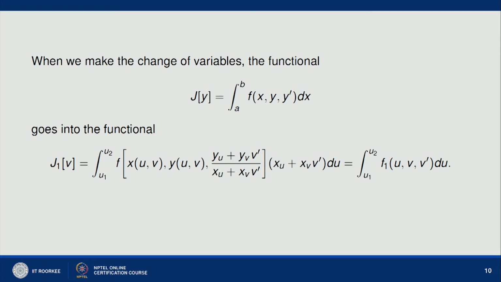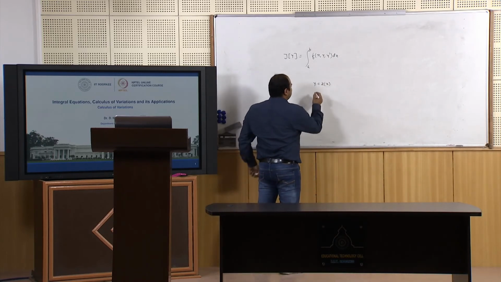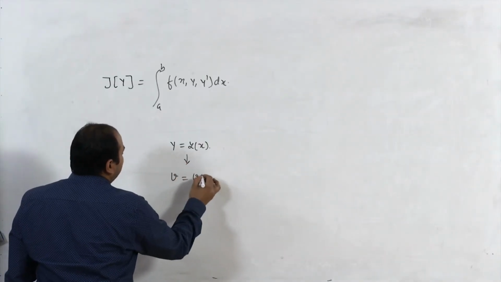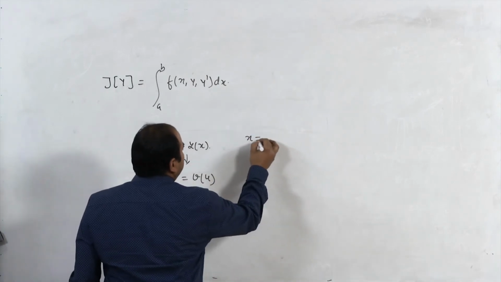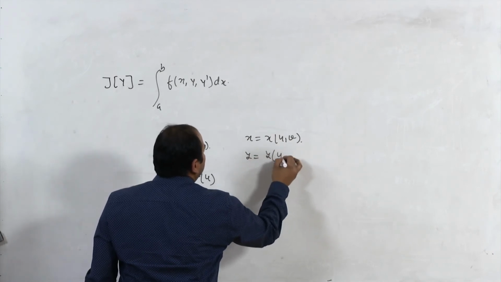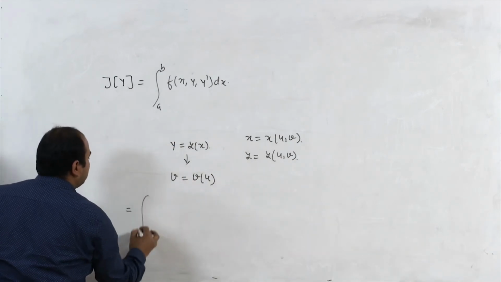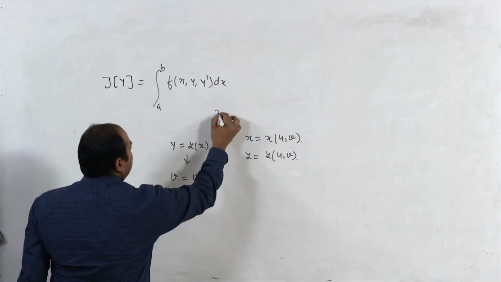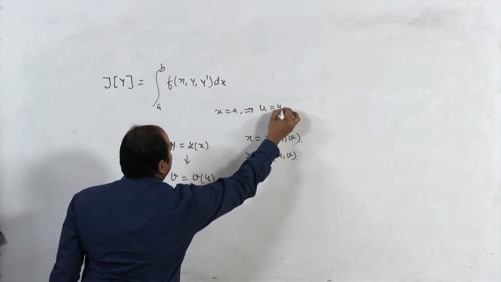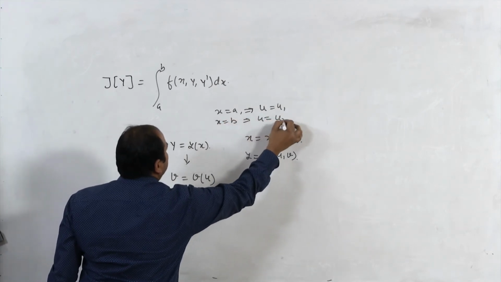We simply say that this curve y equal to y of x corresponds to the curve given by v of u. So here x is given as x of u and v, and y is y of u and v. Here we simply replace this with the corresponding value. When x equal to a, this corresponds to some value of u, say u1. Similarly, when x equal to b, u is equal to some u2.